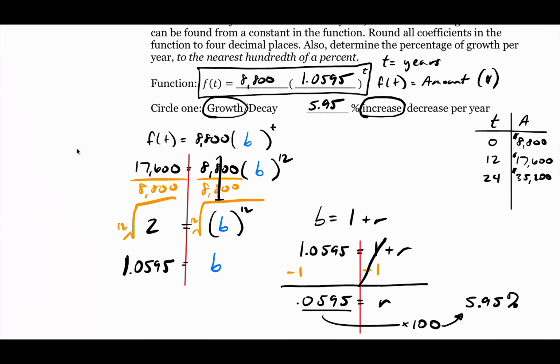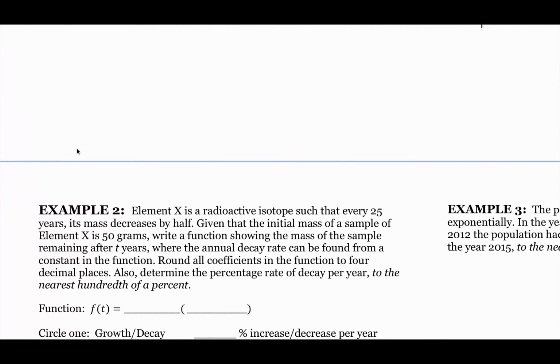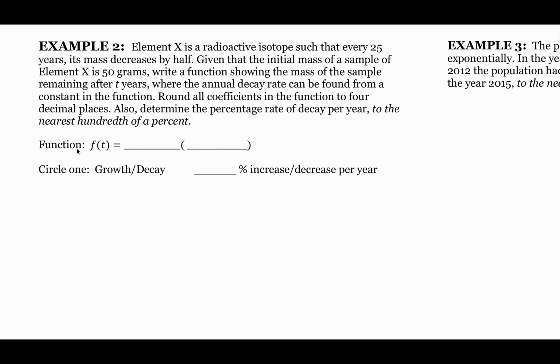All right, let's look at number 2. Number 2 is the same type of problem, but the only difference is it's talking about a radioactive isotope and not money. But they grow similarly. They grow and they decay similarly. So element X is a radioactive isotope such that every 25 years its mass decreases by half. So whatever it was before, it just cuts in half, right? So given that the initial mass, so the initial amount, right? The initial amount is 50, so that guy's going to go there.